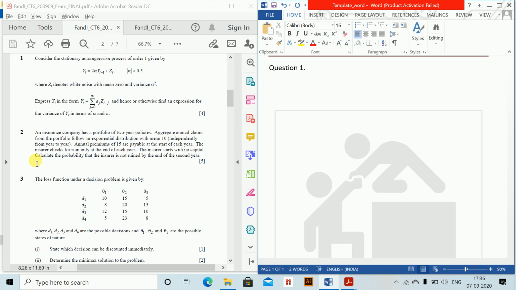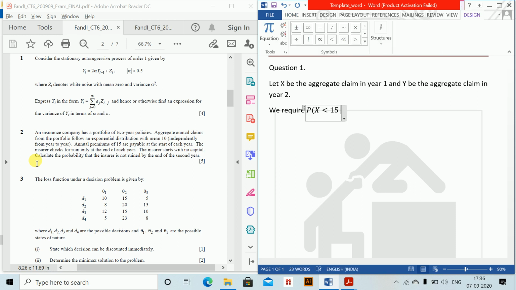Question 1. Let X be the aggregate claim in year 1 and Y be the aggregate claim in year 2. We require the probability of X less than 15 and X plus Y less than 30, or the probability of X less than 15 and Y less than 30 minus X.